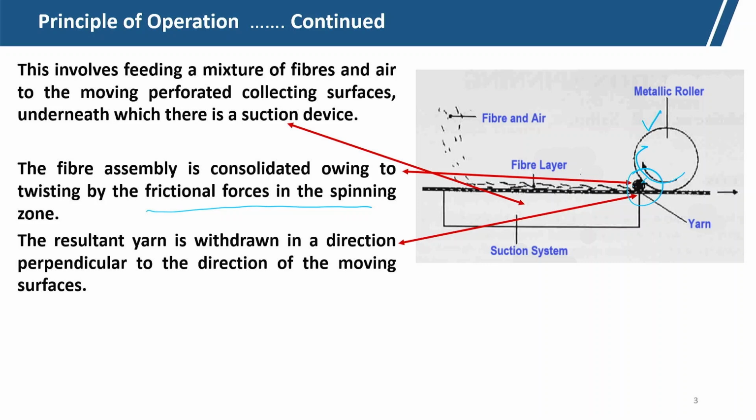Then the resultant yarn, okay, this is the resultant yarn, that is withdrawn in the perpendicular direction of the moving surface. So, this is the moving perforated surface, and the resultant yarn will be withdrawn in this direction, that is perpendicular to the perforated moving surface. So, here mainly yarn formation is taking place. This is the basic principle of friction spinning.